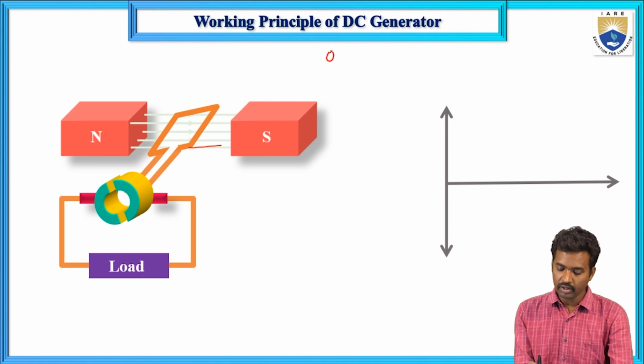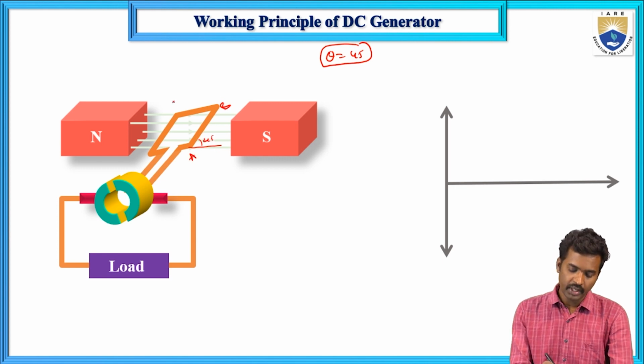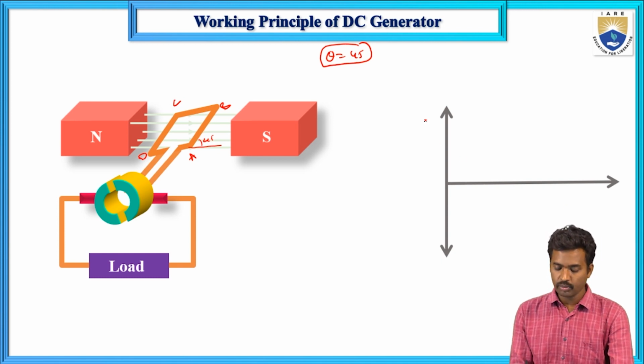At theta equals 45 degrees, this is A and B, and this is C and D. Now at this moment, E is directly proportional to d phi by dt, the flux cutting. Previously at phi equals 0, theta equals 0, flux cutting is minimum. Now flux cutting is increasing.